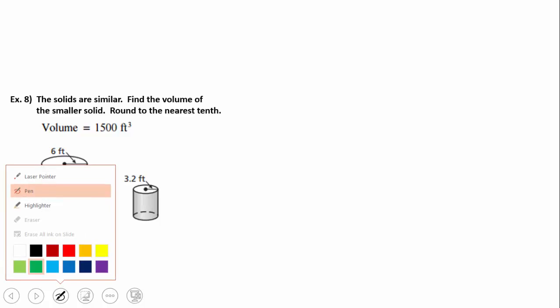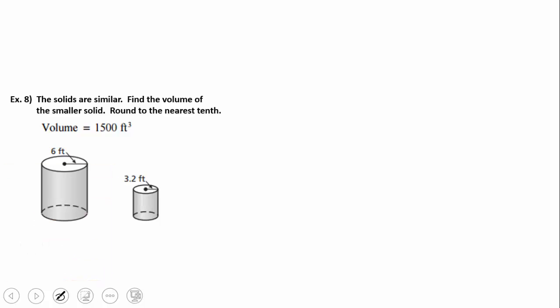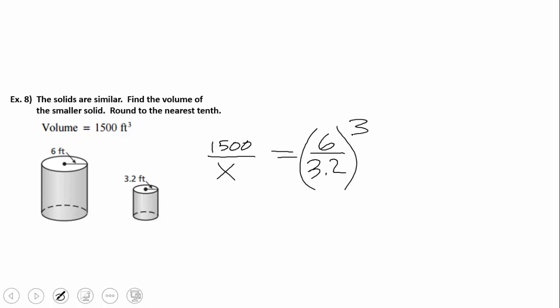So here we go, one more time. This time we're going to find the volume of the smaller solid. We know that when they're similar, the volume and corresponding dimensions have a proportion to them. And how are they proportional? The volume of one, 1500, to the volume of the other is equal to the corresponding dimensions. For the larger one, it's 6. For the smaller one, it's 3.2. And we know that has to be cubed because we're speaking volume.